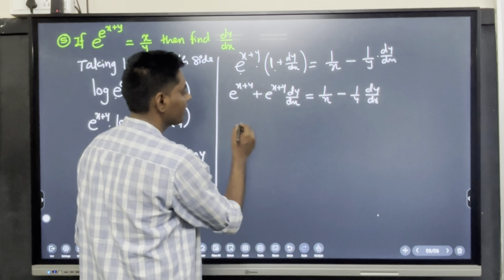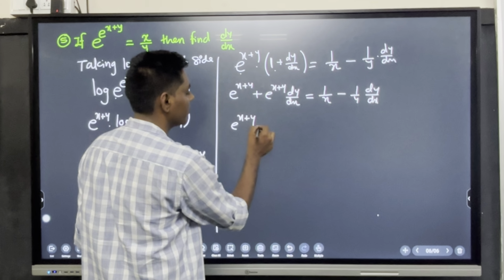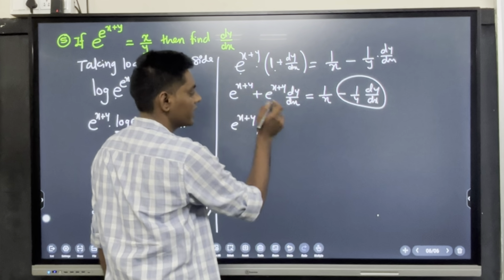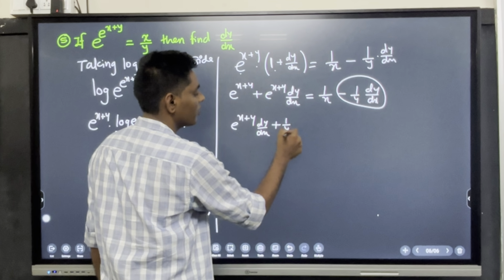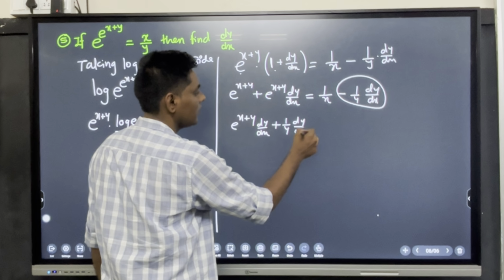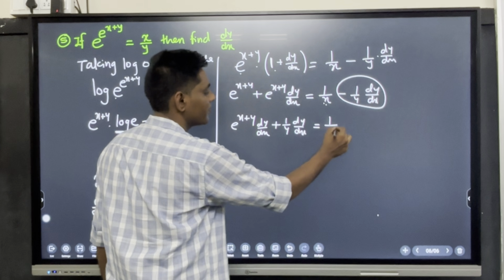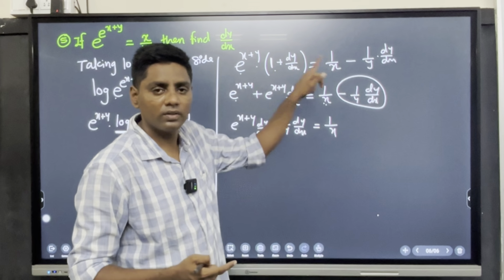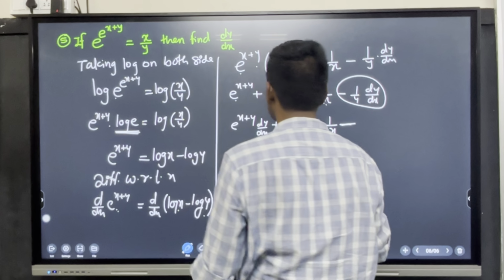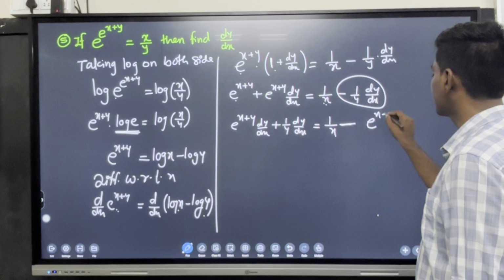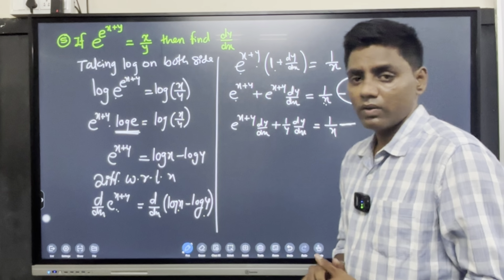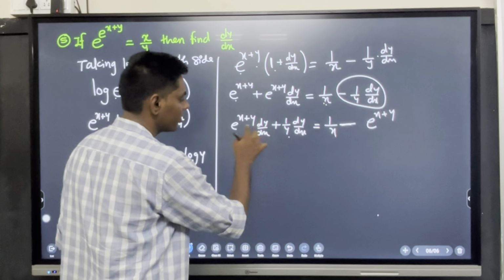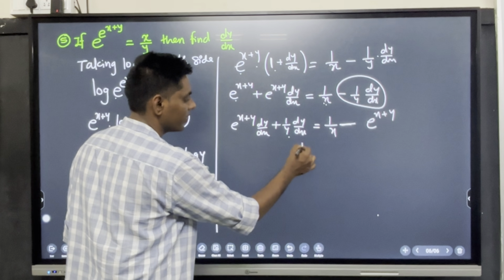So simple, we make here first term e raised to x plus y dy by dx. Next, this is the term, take it to the left hand side, minus becomes positive 1 upon y dy by dx, equal to, already 1 by x is present. Also, we observe this is the term of non-dy by dx, take to the right hand side, so minus e raised to x plus y. Simple. Whenever there is a divide term, make the cross multiplication. Here 1 upon y is there, make the cross multiplication, also taking dy by dx.